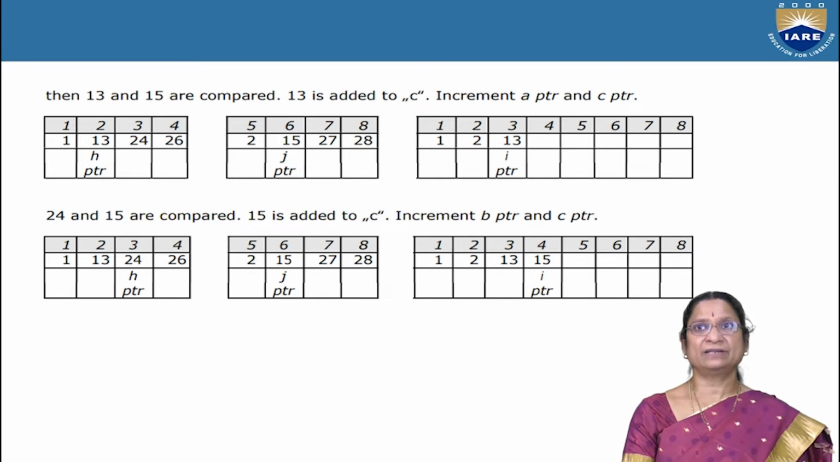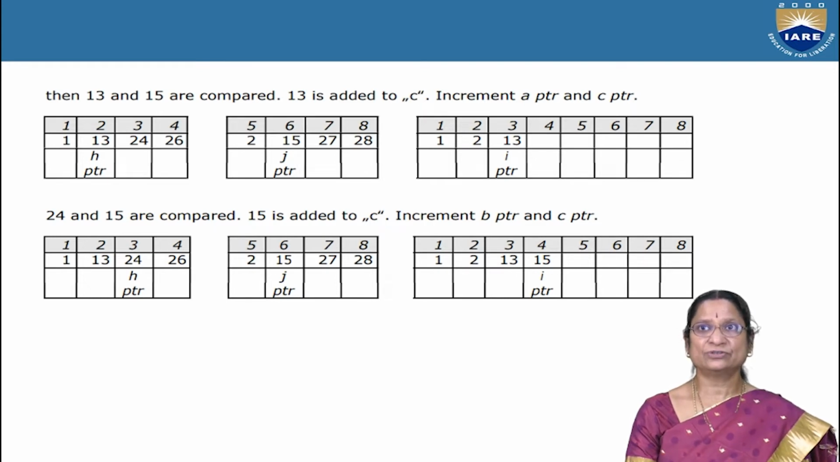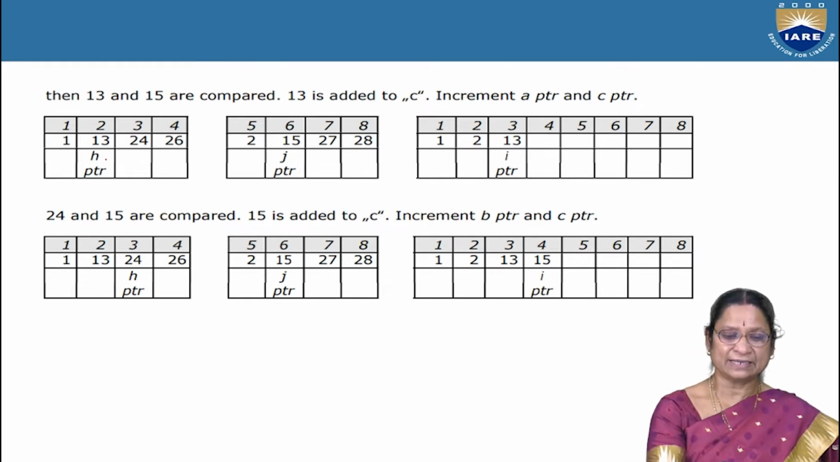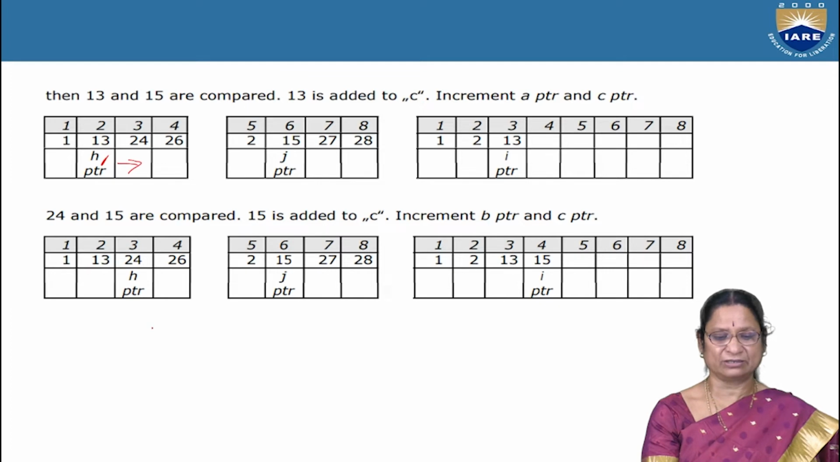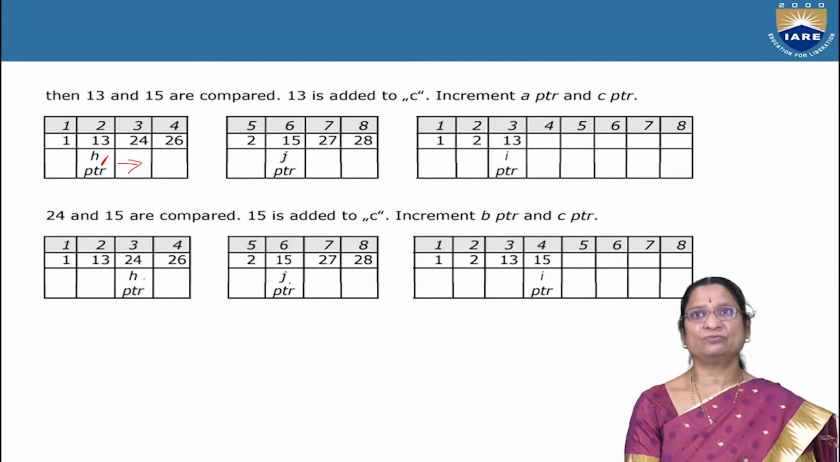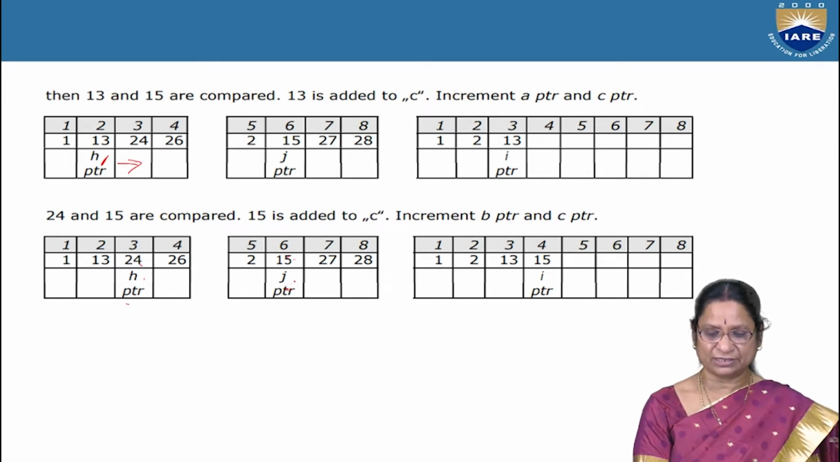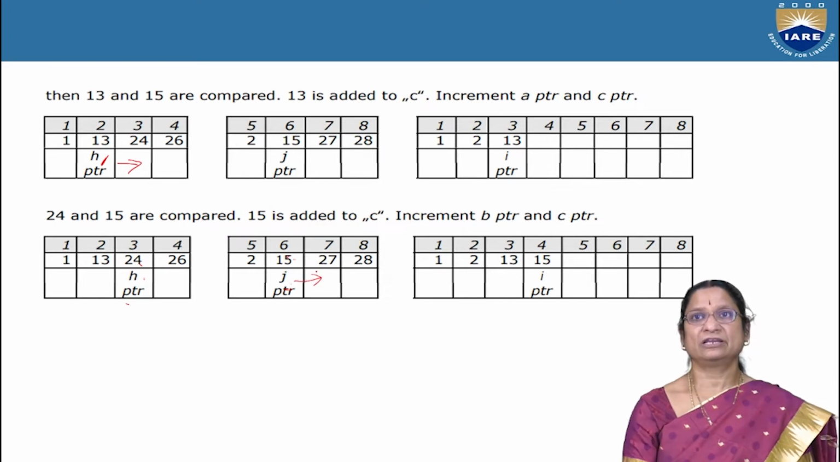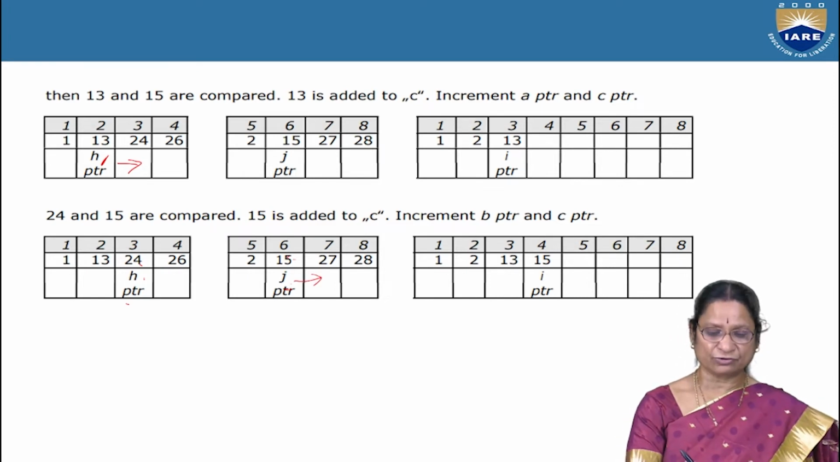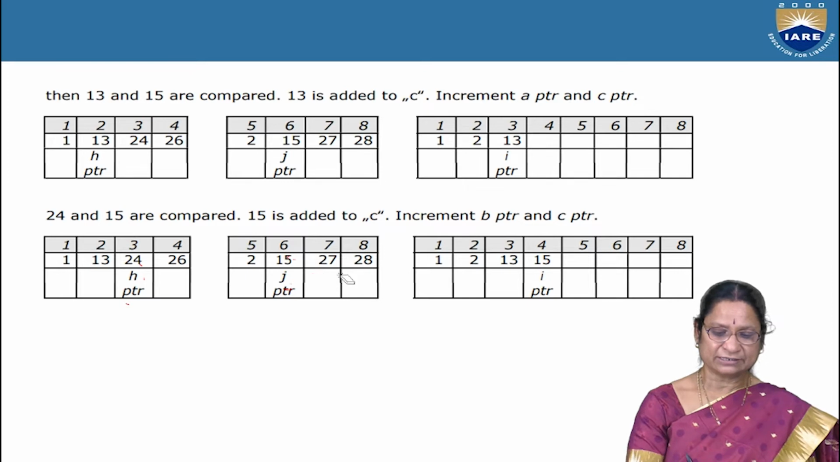15 and 13 are compared. 13 is the lesser value, so 13 is copied, and the H pointer is incremented to the next one. That is, H is pointing to 24 and J is still pointing to 15. Now when we compare 24 and 15, 15 is lesser, 15 is copied, and then J is going to be incremented. That Jth value is going to be 27. Next 24.